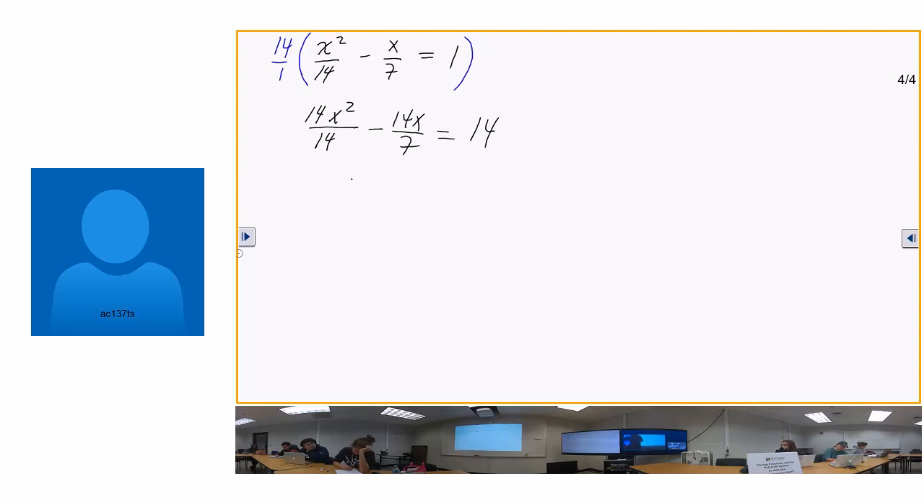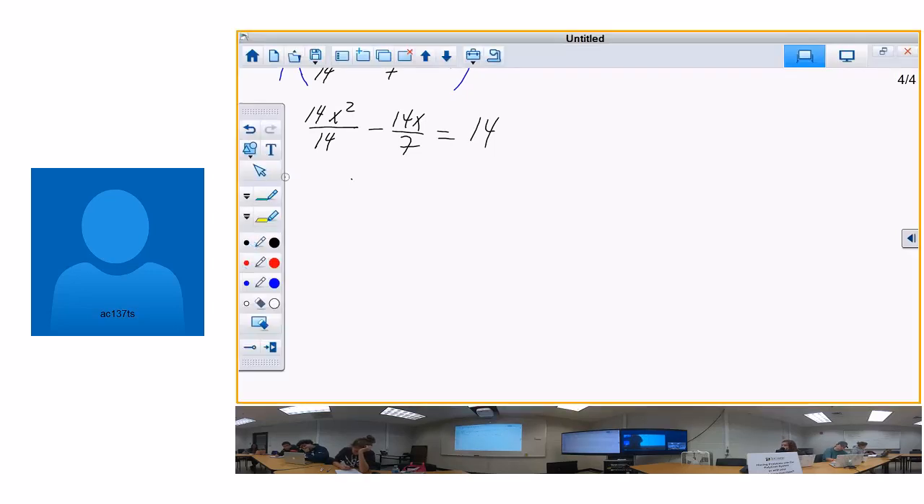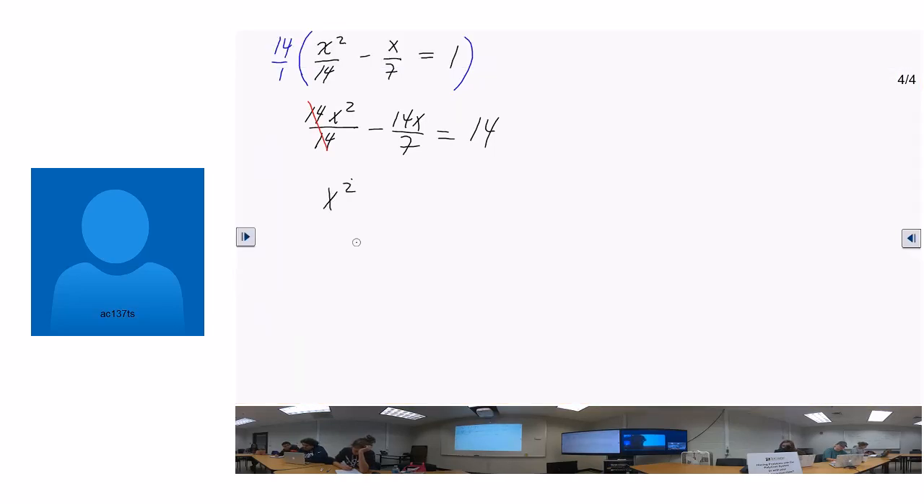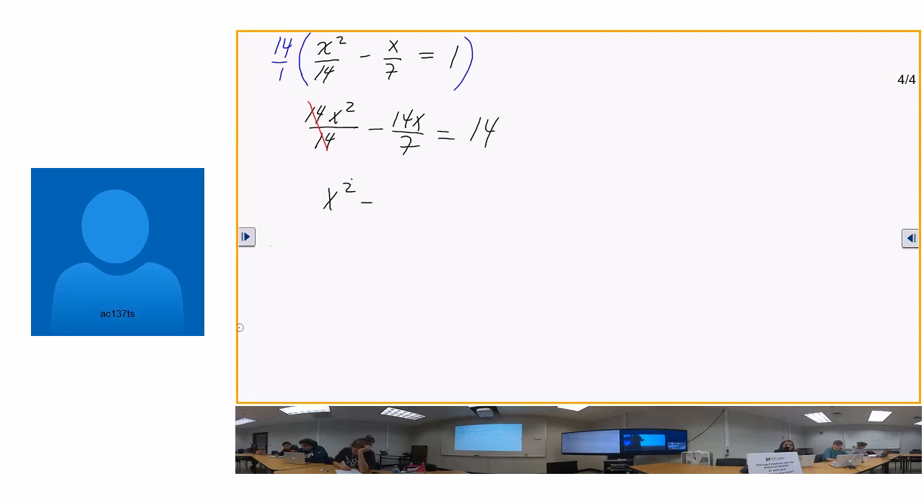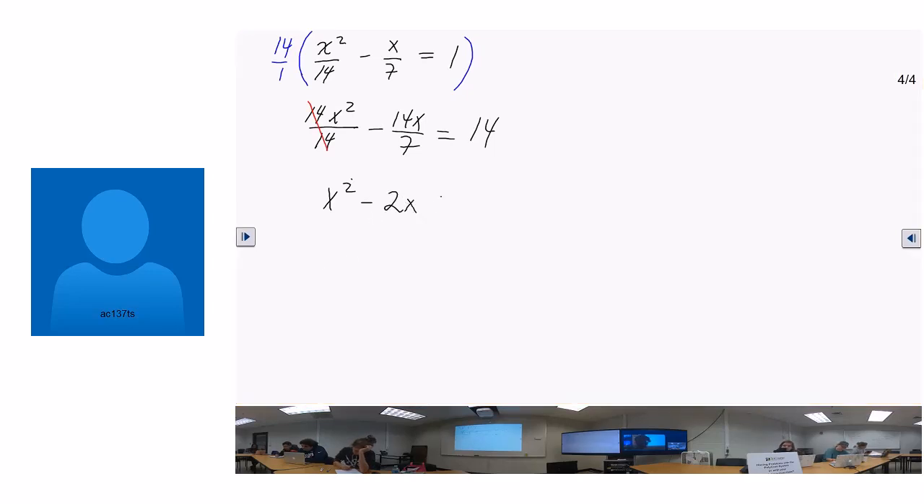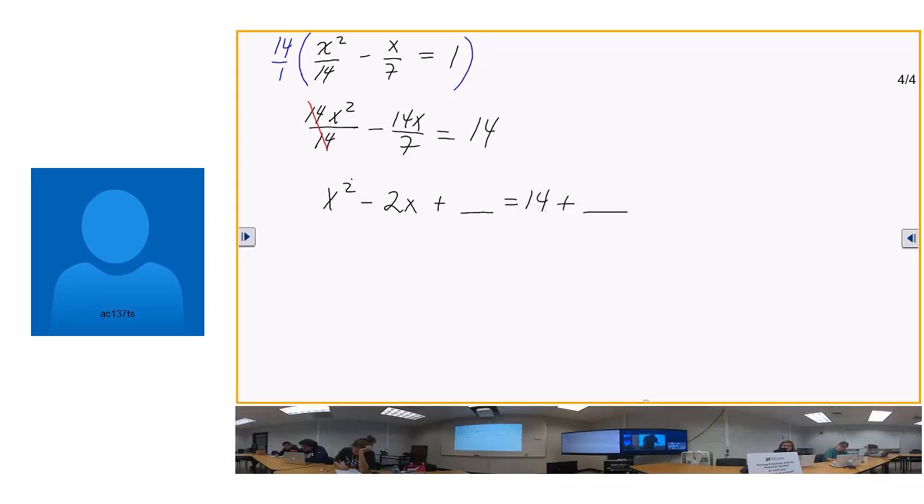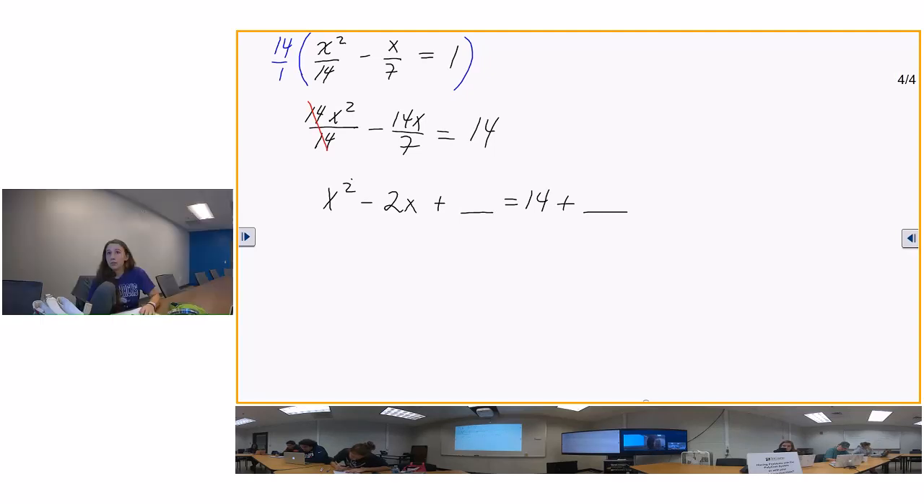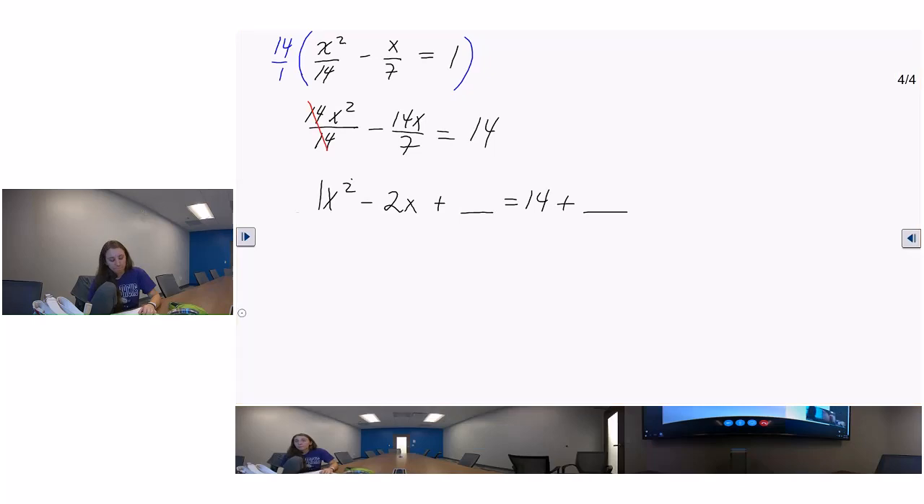And what happens to the 14? Right here. And that leaves you with x squared. And what happens here? 2x plus blank is equal to 14 plus what? Blank. Now you're ready. Do you have to factor anything out? No. Why not? Because there's nothing attached to the x squared. Because a is equal to what?